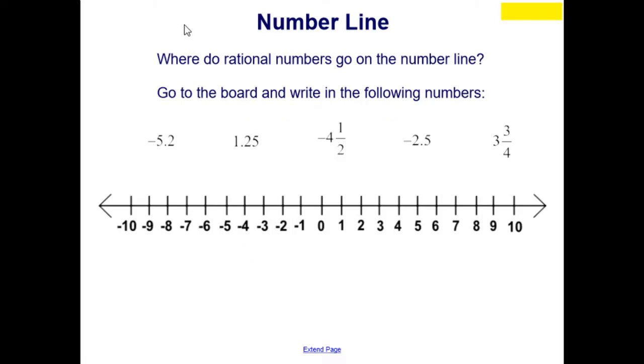Where do rational numbers go on the number line? The first thing we can do is see between which integers the rational numbers would go. For example, our first number, negative 5.2, is going to be negative, so to the left of 0, and somewhere in between negative 5 and negative 6.